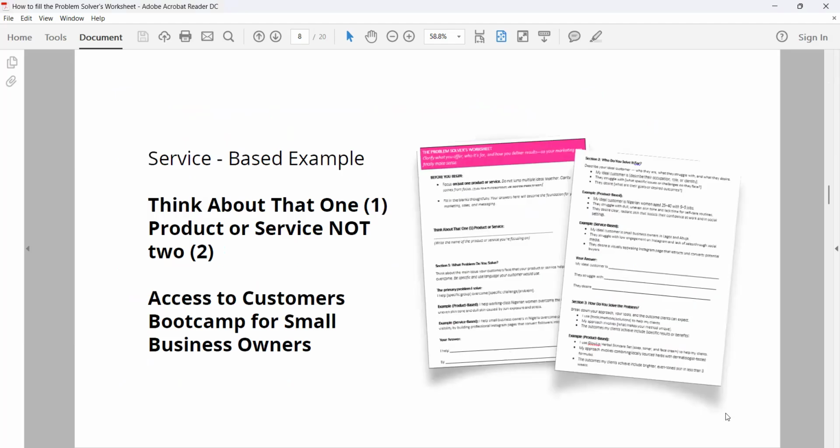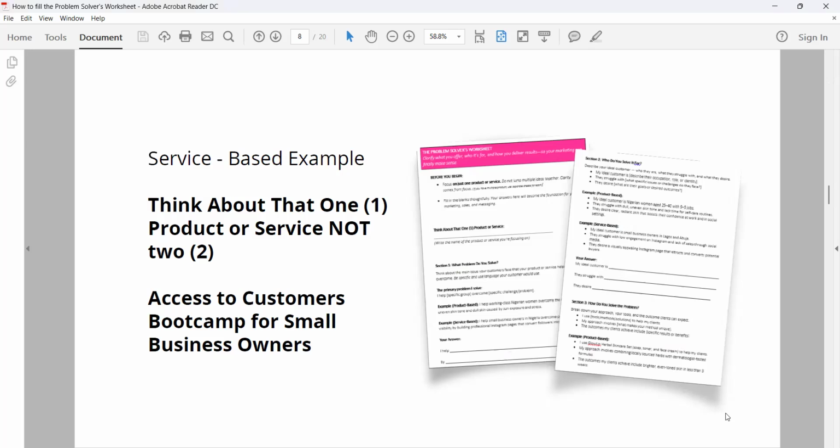So this first one is a service-based business, and I'm using my business to drive it home. So if you know me, even if you're meeting me for the first time, go check what I do so that you can relate with what I'm about to explain. Now, out of the three offers that I have as a business owner, I'm only going to focus on one, and that is the access to customers bootcamp for small business owners.